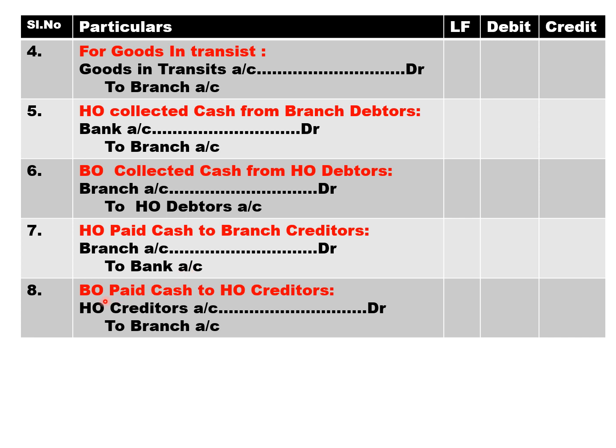Next, branch office paid cash to HO creditor. That is, the creditor of head office is not paid by head office, it is paid by branch office. So it is head office creditor account debit to branch account, because branch is the payer.